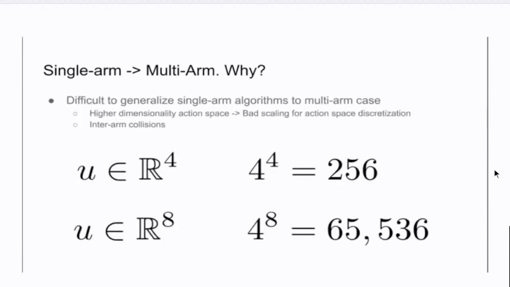Moreover, it's difficult to generalize single arm algorithms to the multi-arm case. Higher dimensional action space means that there's bad scaling for action space discretization and algorithms that use sampling-based optimization. And inter-arm collisions only happen in the multi-arm case and not in the single arm case.